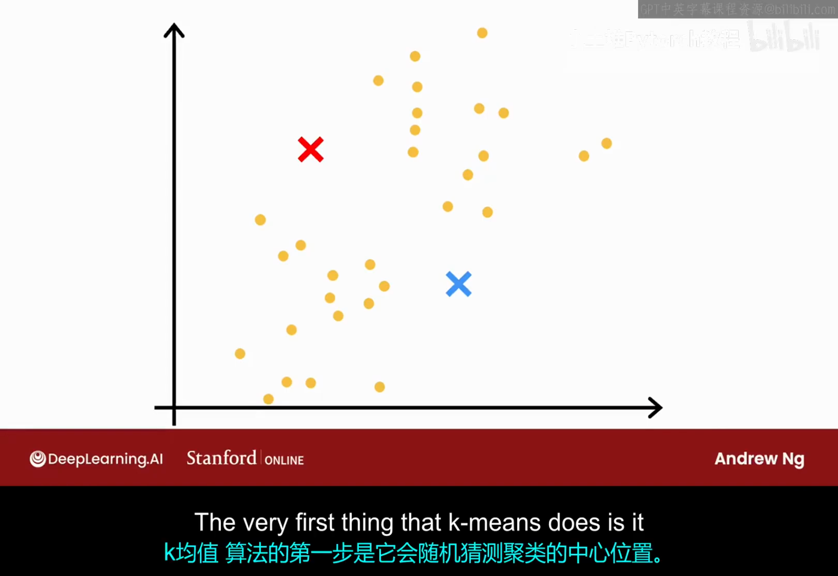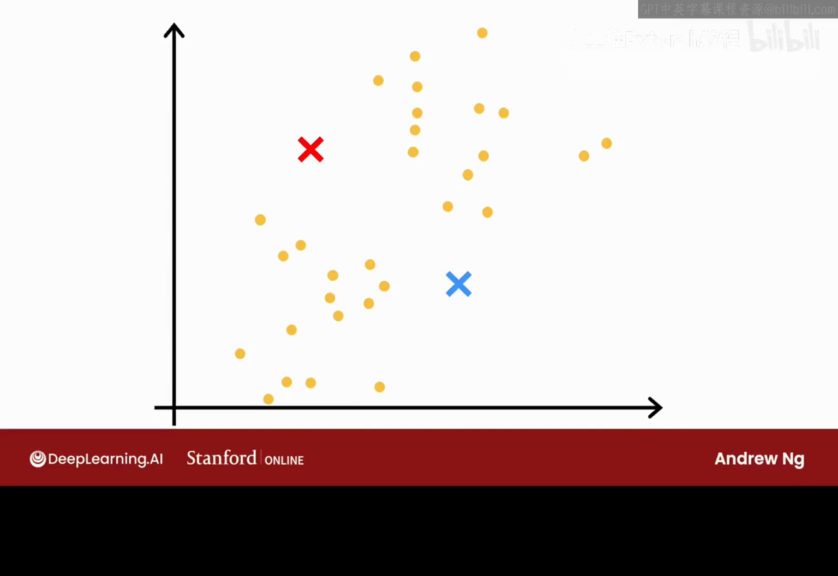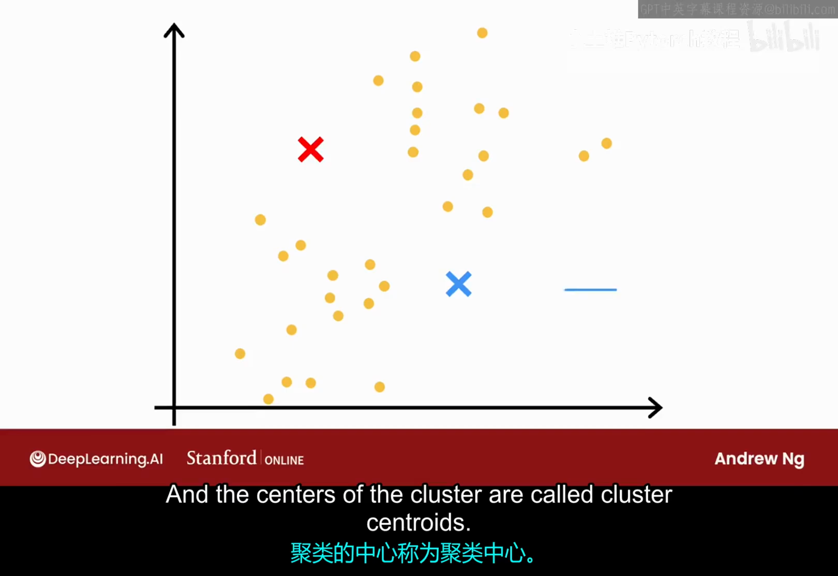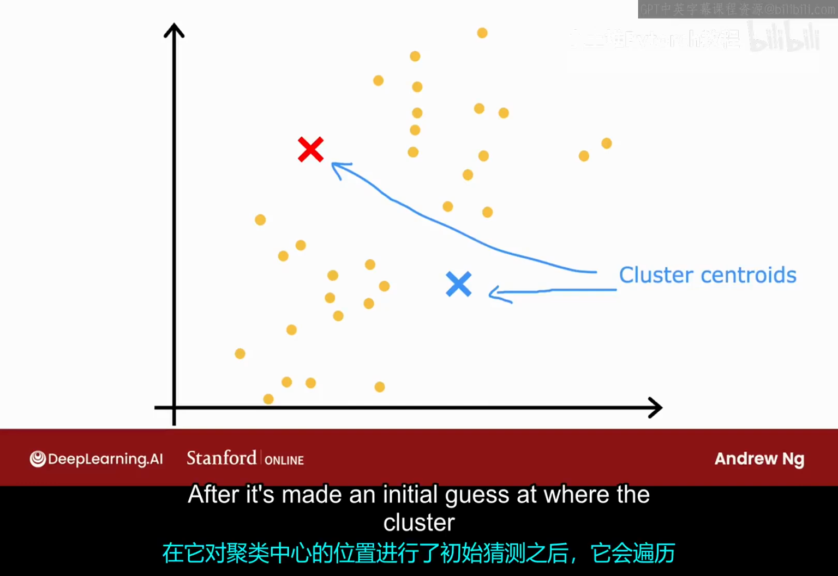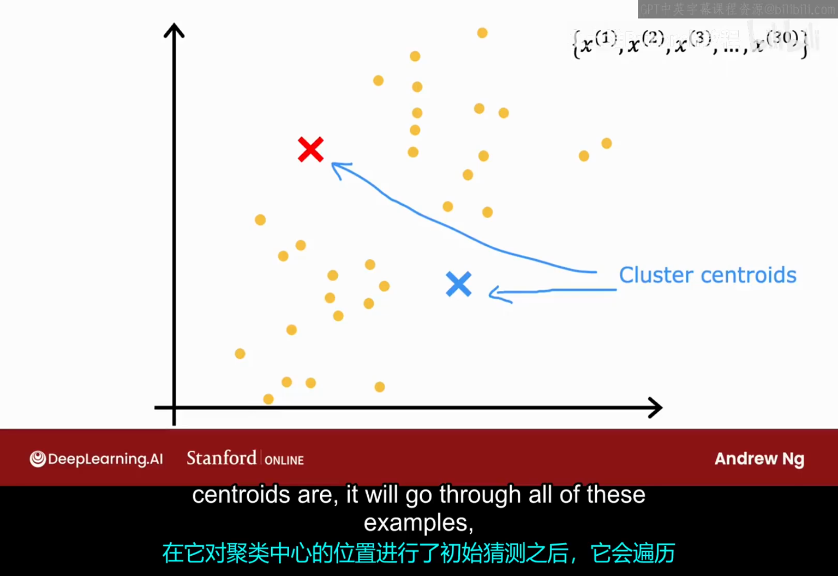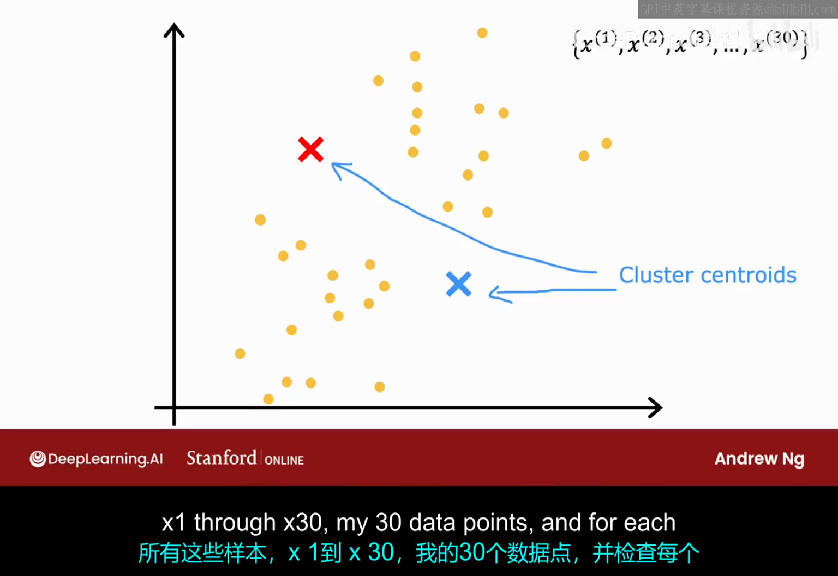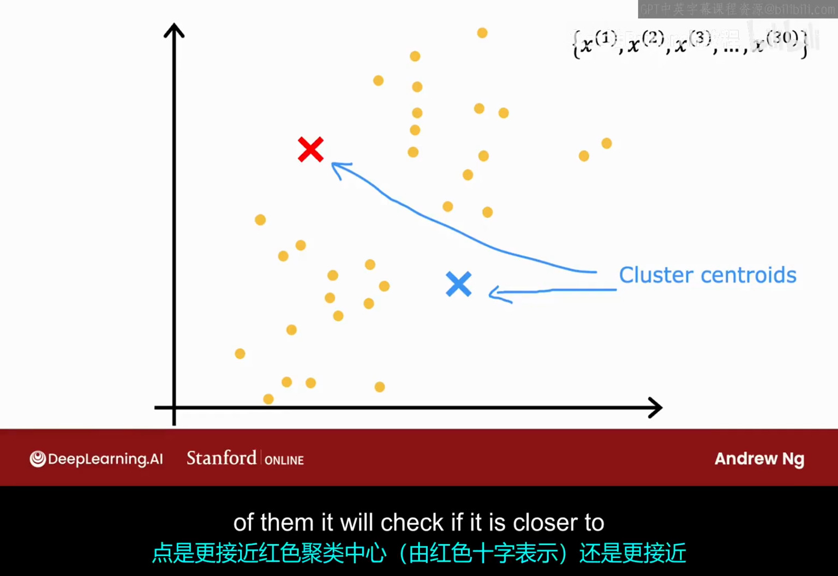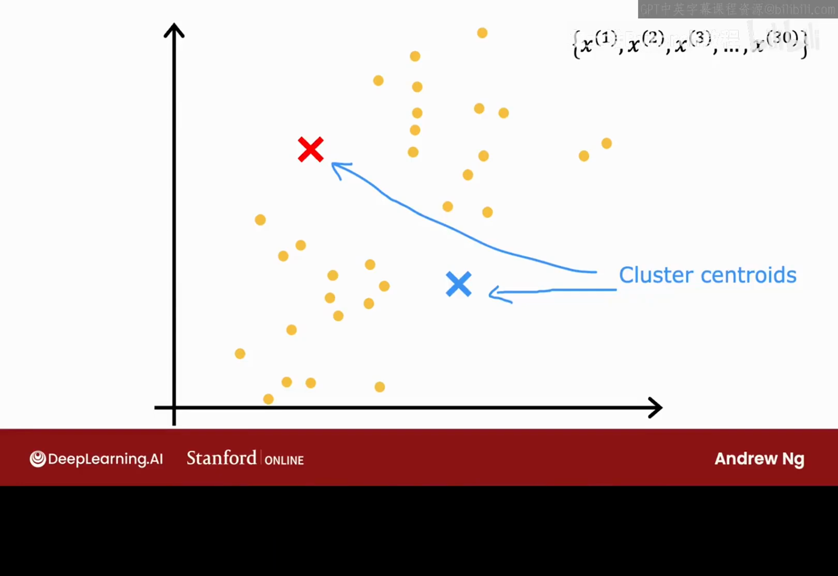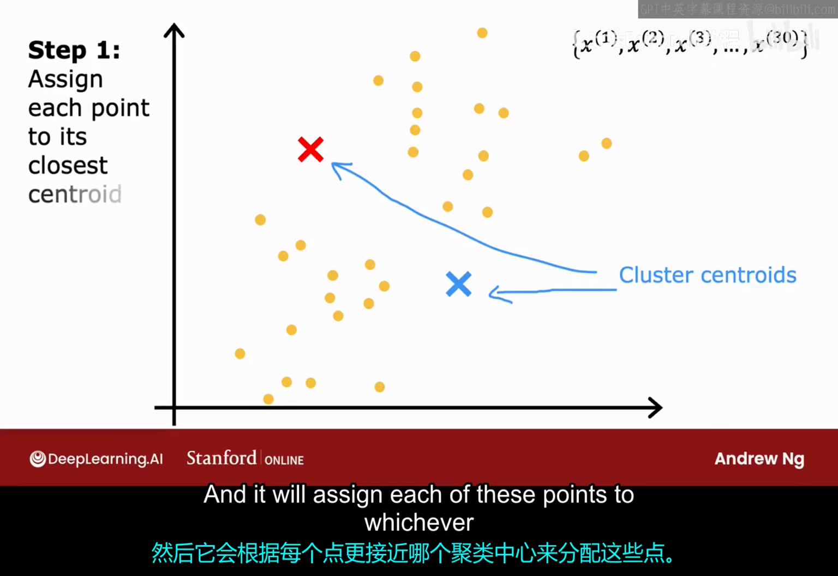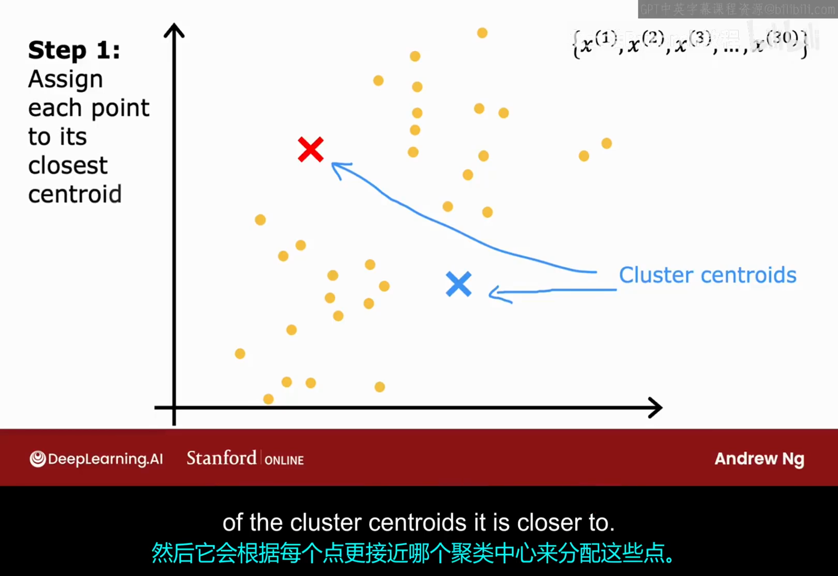The very first thing that k-means does is take a random guess at where the centers of the clusters are. And the centers of the clusters are called cluster centroids. After it's made an initial guess at the cluster centroids, it will go through all of these examples, x1 through x30, my 30 data points. And for each of them, it will check if it is closer to the red cluster centroid, shown by the red cross, or if it's closer to the blue cluster centroid, shown by the blue cross. And it will assign each of these points to whichever of the cluster centroids it is closer to.